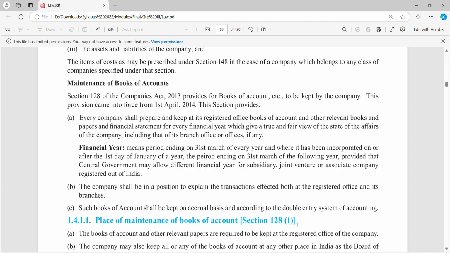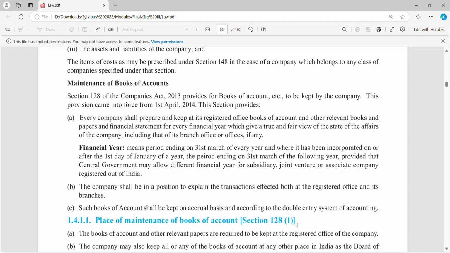If the company has branches, then all the documents, returns, and books of accounts of the branches also have to be brought and kept at the registered office. Then they are explaining that the company shall be in a position to explain all the transactions it has entered into. Such books of accounts shall be kept on accrual basis and on the double entry system of accounting.